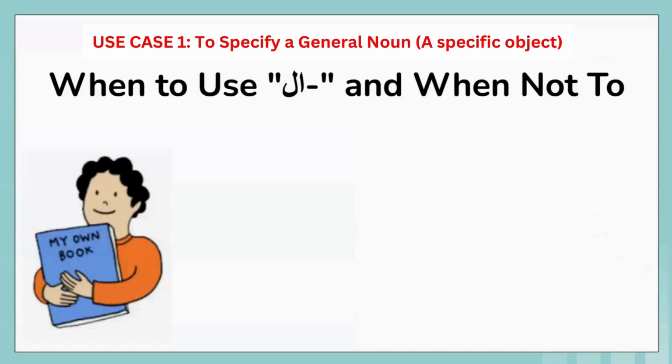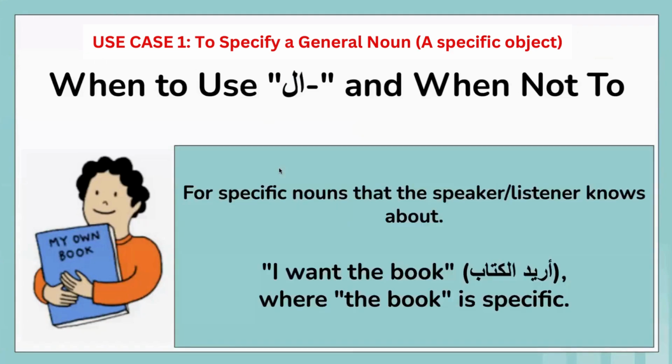Now you might get confused about when I should use al and when I should not use it. When we have to show a specific thing, then we use al. Let's suppose I want the book. How to say it in Arabic? I want means urid. Al-kitab, the book. Urid al-kitab. It means I want the book.